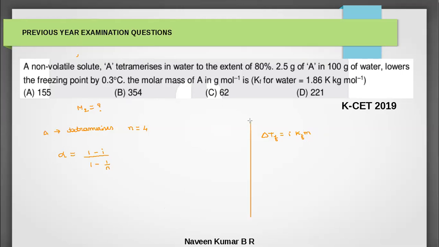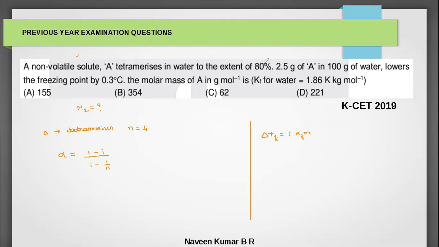step to consider in the solution. To obtain the molar mass by rearrangement, we'll use the degree of association to find the i value. Once it is done, Kf is there. Molality is defined as the number of moles of solute divided by the mass of solvent in kg. The related information we can see in the problem, so we can easily find the molar mass.